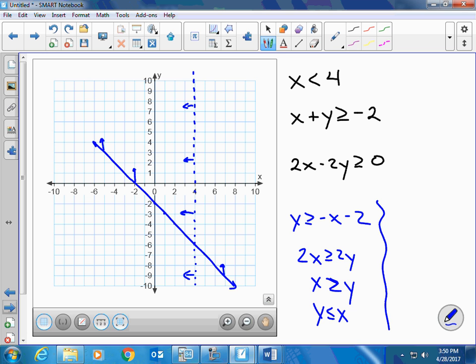Before I do the graphing, let me show you the other way. What if I move the 2x over? What if I did this? What if I said a negative 2y is greater than or equal to a negative 2x? Now when I divide by a negative 2, I do flip the inequality sign. And a negative 2 divided by negative 2 is just y is less than x, which is what we just wrote right there.